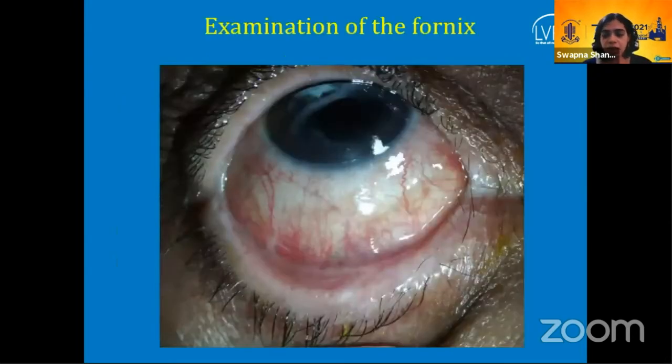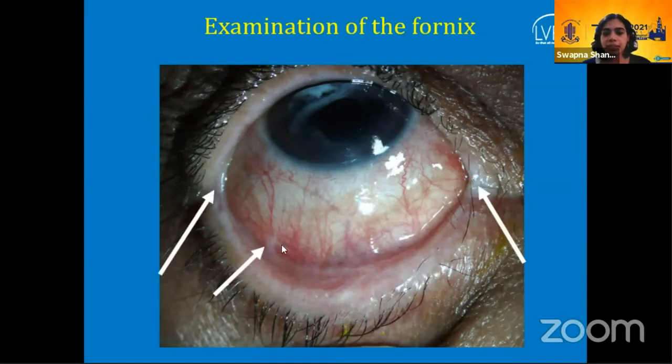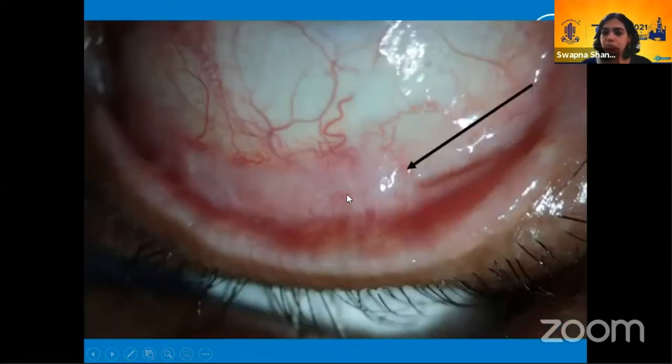Second, we need to examine the fornices, especially the inferior fornix, because in this case, this is again a biopsy confirmed case of mucous membrane pemphigoid picked up very early. You can see the fibrosis here in the inferior fornix. This is not normal. You can also see medial and lateral canthal fibrosis. This is a bit more advanced than the last case. Again, should not be missed, can be very easily missed during our routine examination on the slit lamp.